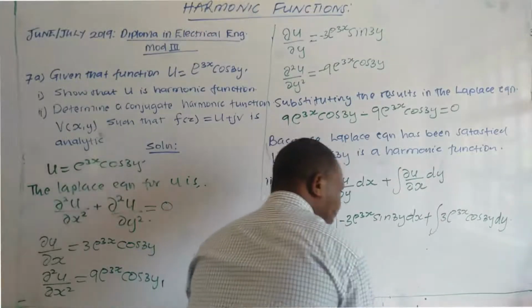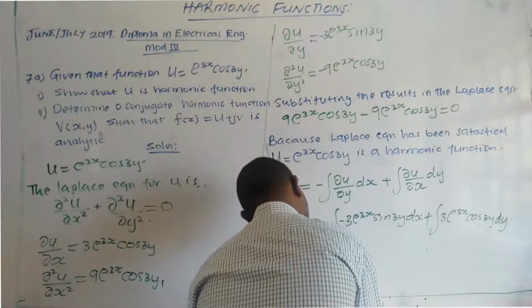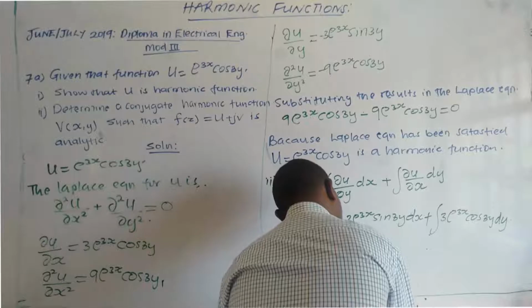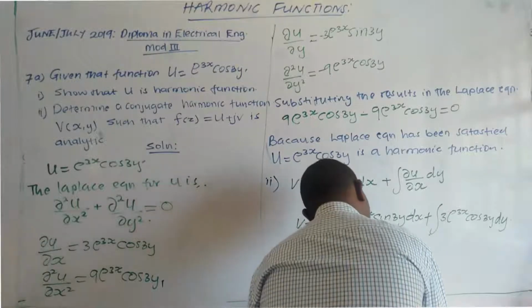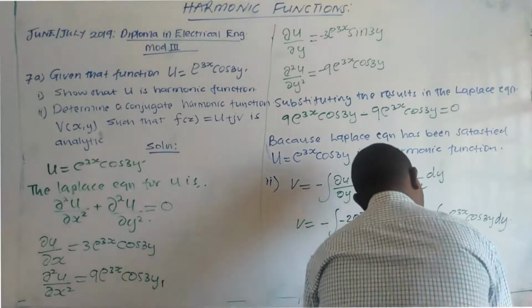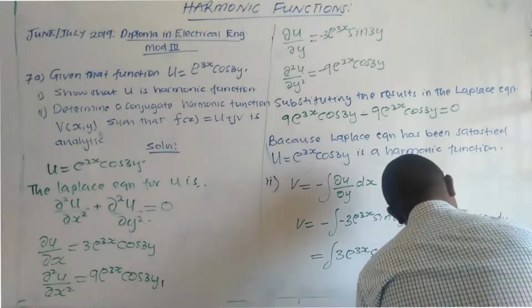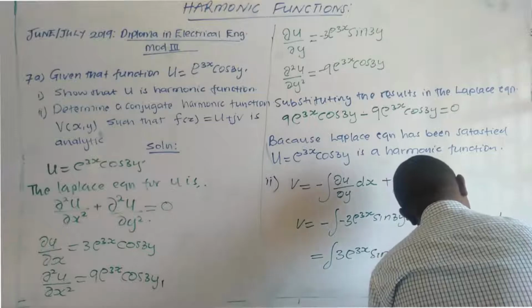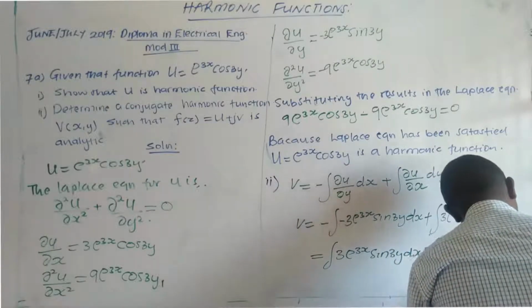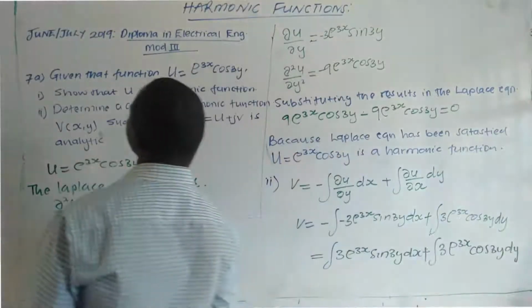Let us just rewrite it. This is the integral of 3 exponential 3x sine 3y with respect to x, plus the integral of 3 exponential 3x cos 3y with respect to y.